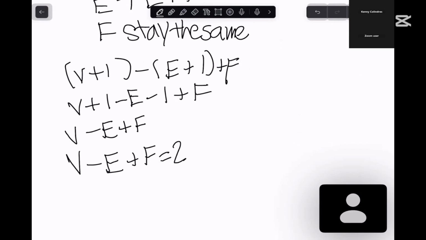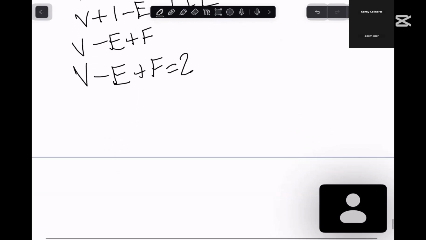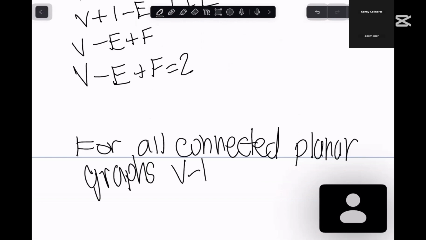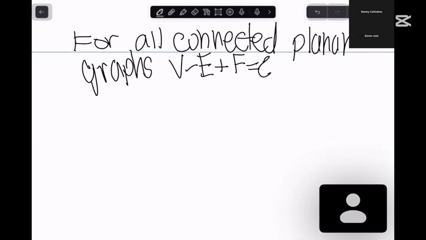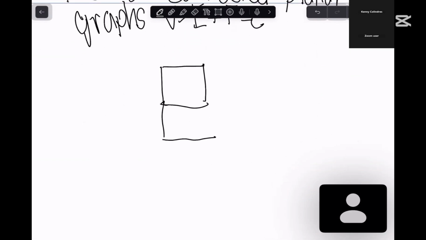By mathematical induction, we have proven that for all connected planar graphs, V minus E plus F is equal to 2. We can see this in the example of an unfolded cube. So it'll look like this.